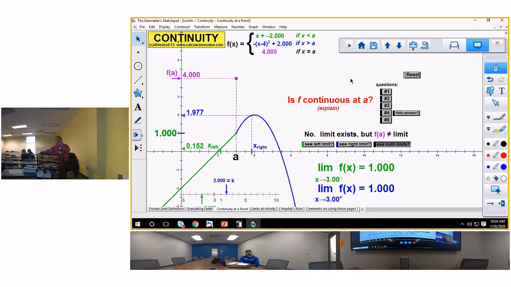Write that down. You've got a limit. What's the limit? The limit is the y value. What's the y value? 1. So it's very important that you understand this. You can have a limit, but because you have an open circle there, that means it's not continuous. So write that down.